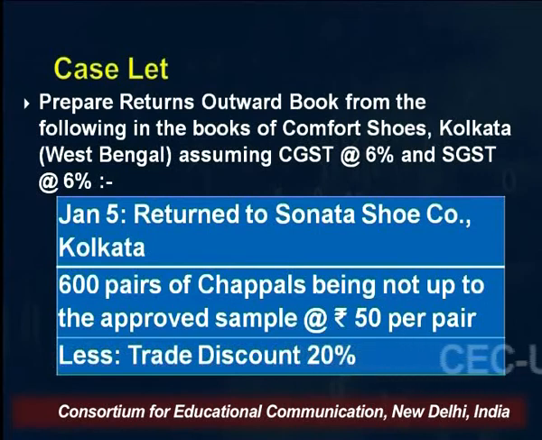All right. So on January 5th, returned to Sonata Shoe Company, Kolkata, 600 pairs of chappals being not up to the approved sample at the rate of 50 per pair, less a discount of 20%. So 600 pairs of chappals and the value was 50 each. It means 30,000, less 20% discount, which is 6,000. So we will take it up in the solution now.